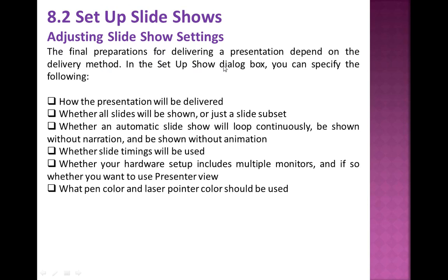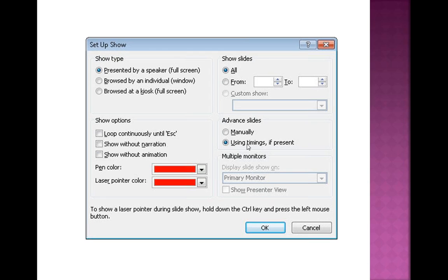In the setup show dialog box, you can specify the following: how the presentation will be delivered, whether all slides will be shown or just a slide subset, or you can also set an automatic slideshow to loop continuously so that it will show automatically after a 2 minute or 2 second break. Then whether slide timings will be used or not, whether your hardware setup includes multiple monitors, and what pen color and laser pointer color should be used. These are the multiple settings that you can make for the slides.